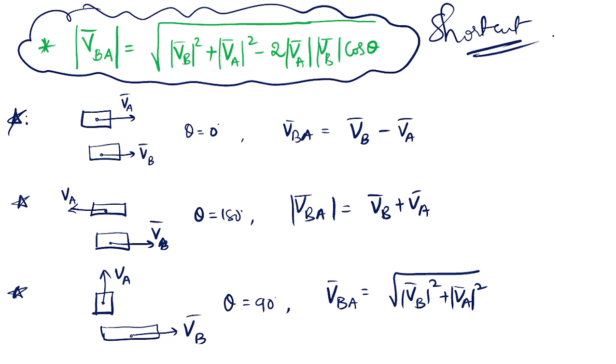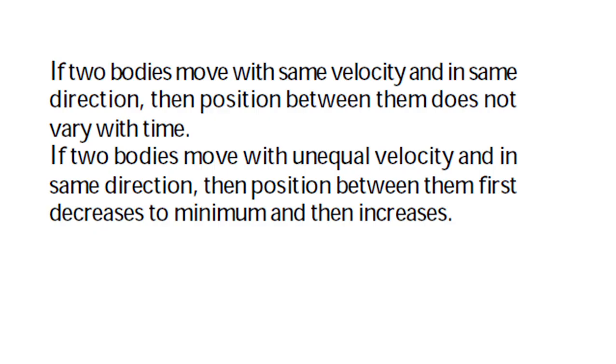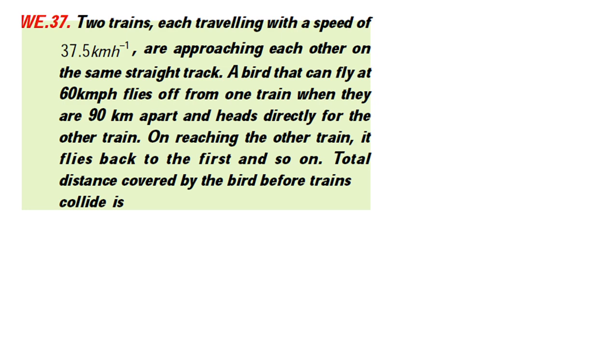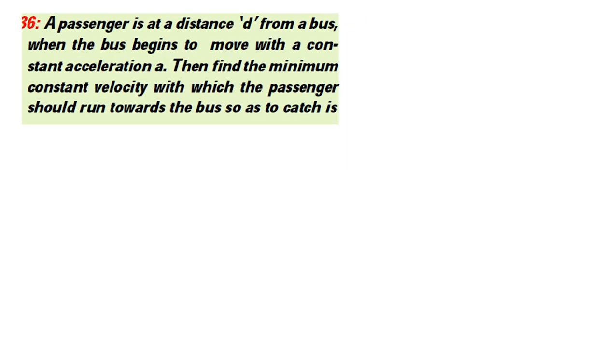So we'll do a question so that you can understand more about it. Okay, write this question. A passenger at a distance d from a bus. The bus begins to move with constant acceleration a. Then find the minimum constant velocity with which the passenger should run towards the bus so as to catch it.